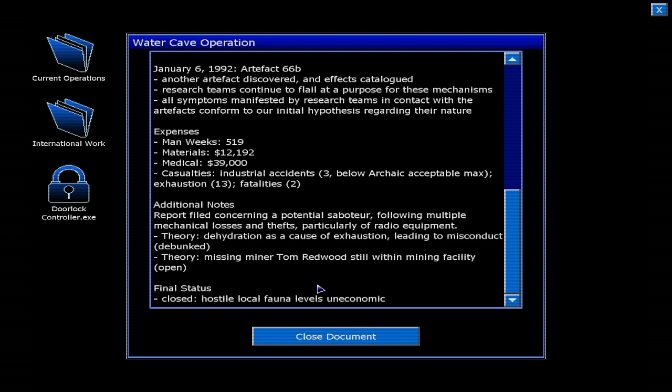Okay, well, we found him. He's not missing anymore. Poor dude was dead, though. Hostile local fauna levels uneconomic.